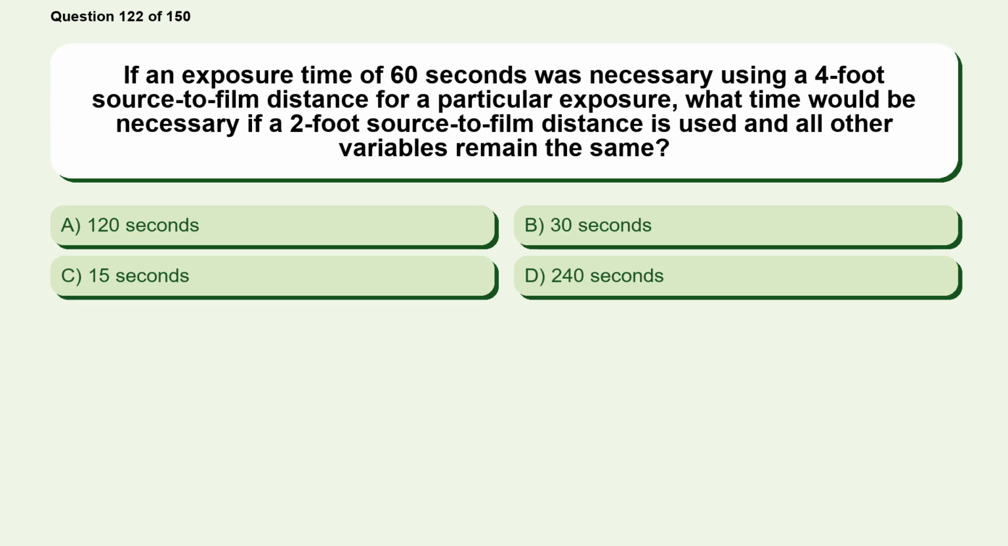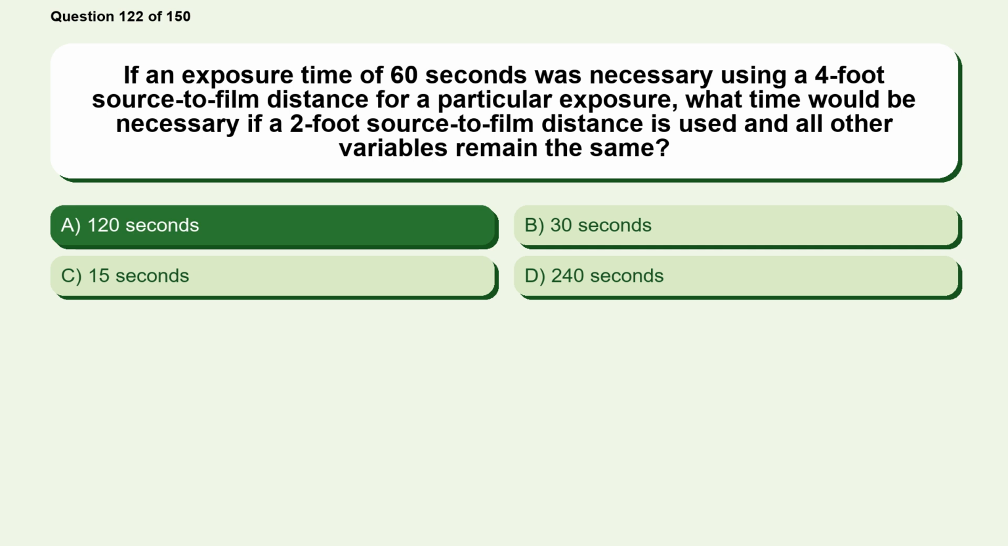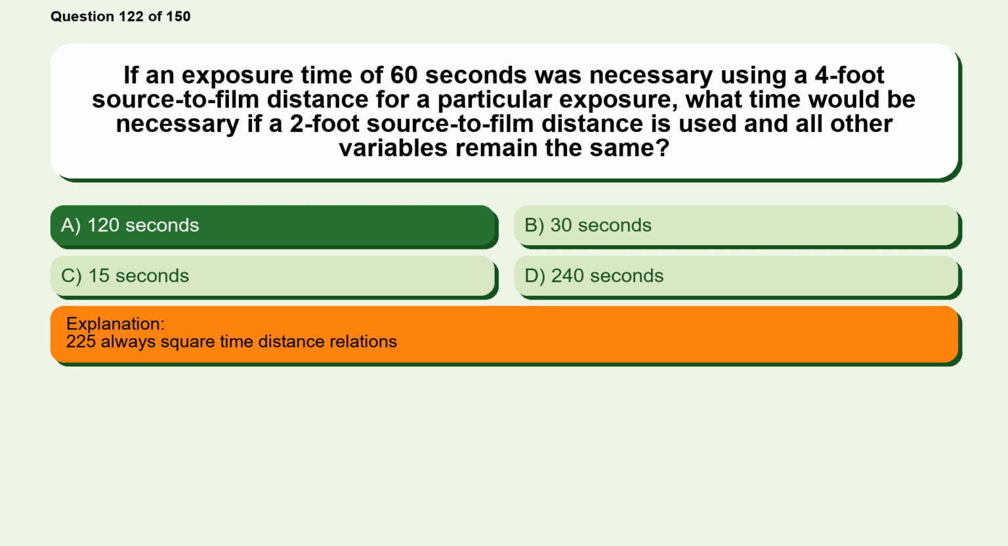Question 122. If an exposure time of 60 seconds was necessary using a 4-foot source-to-film distance for a particular exposure, what time would be necessary if a 2-foot source-to-film distance is used and all other variables remain the same? Option A, 120 seconds. Option B, 30 seconds. Option C, 15 seconds. Option D, 240 seconds. The correct answer is Option A, 120 seconds. Always square time-distance relations.